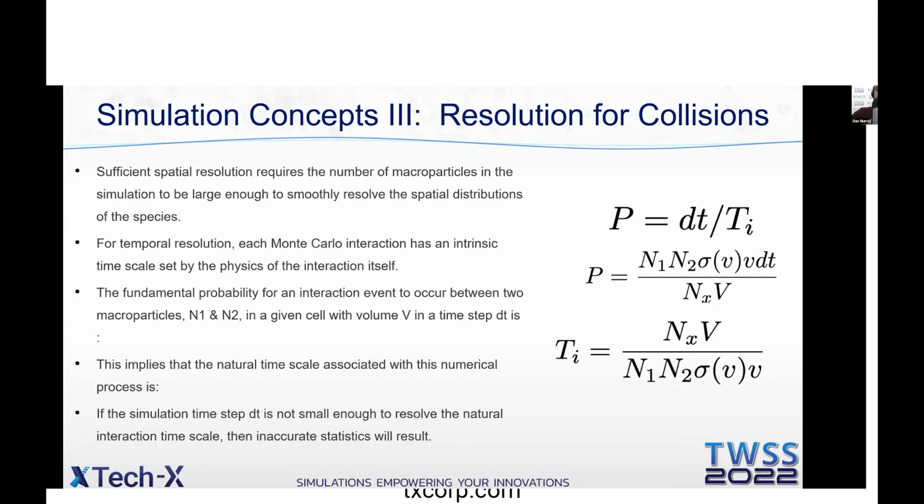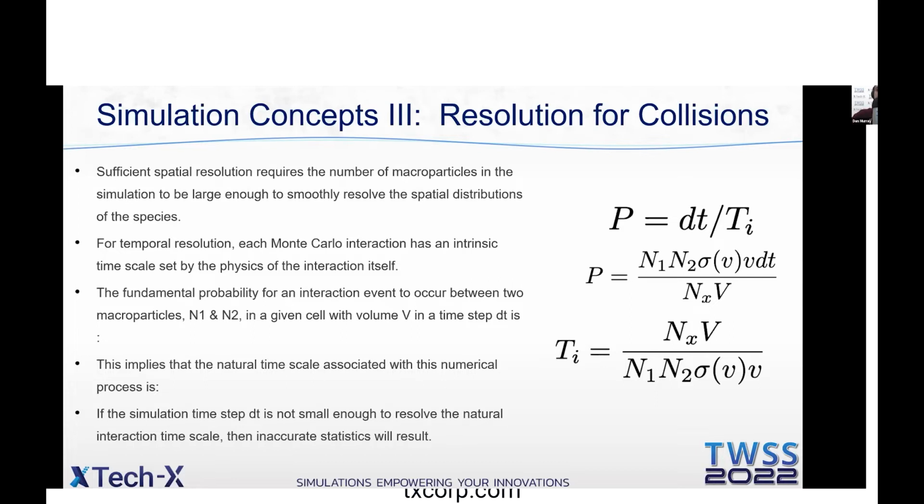This then gives us a condition on how large our time step can be. Our simulation time step dt must be smaller than this intrinsic timescale in order to resolve that natural interaction timescale.